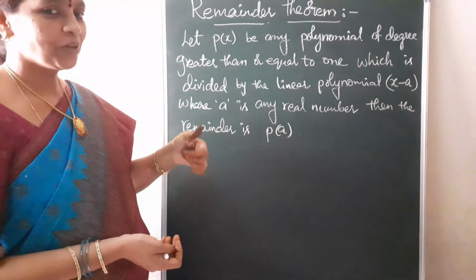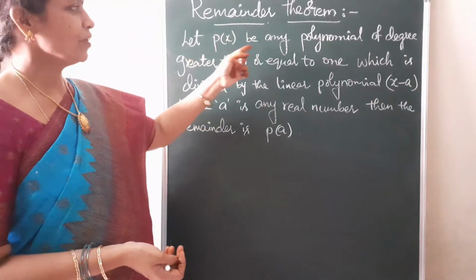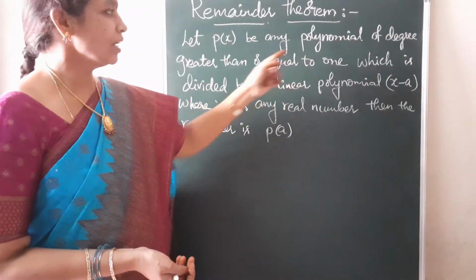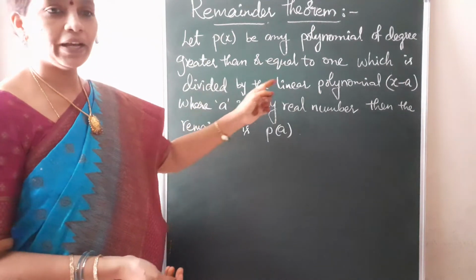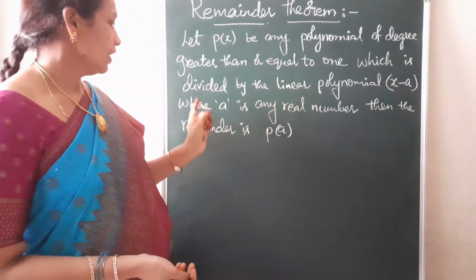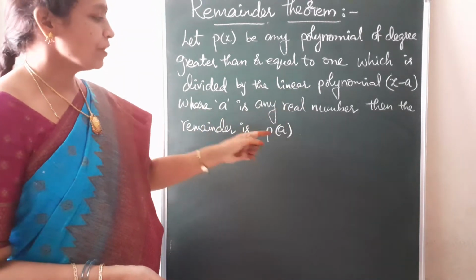In this video, I am going to explain the remainder theorem. In the remainder theorem, p of x is any polynomial of degree greater than or equal to 1, which is divided by the linear polynomial x minus a, where a is any real number. Then the remainder is p of a.